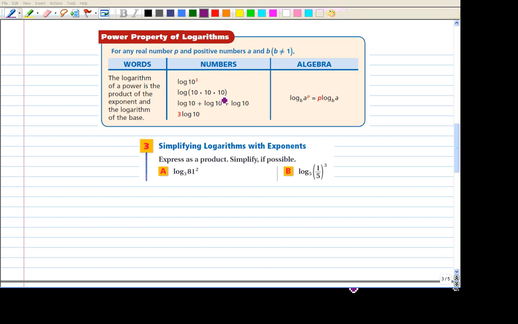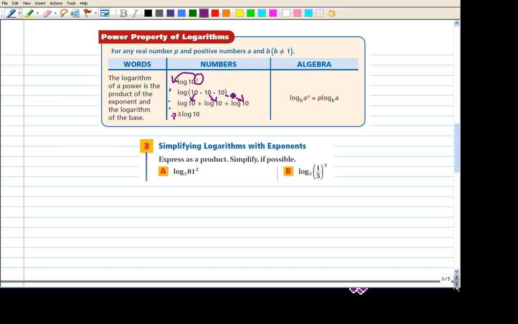And using the property that we just learned, if I've got multiplication, I can split that into 3 separate logs. So I'd have log base 10 of 10 plus log base 10 of 10 plus log base 10 of 10. In other words, I have 3 times log base 10 of 10. Easy way to think about it is to take that exponent, and this only works if you have a log here, and move it to the front. So that would be 3 times log of 10.